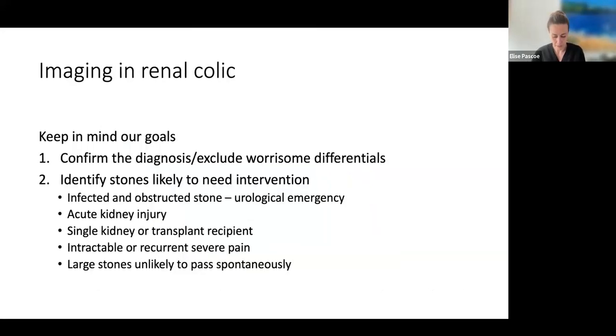So our imaging choices in renal colic, I think we need to keep in mind our goals of our assessment of these patients. Does the patient actually need imaging? In complicated renal colic, or where you've got a significant concern for an alternate differential, I think our clinical assessment is usually pretty good at directing us as to what sort of imaging we need. Whereas when it comes to uncomplicated renal colic, where we don't have any of these complicating factors or concerning differentials, we need to think about our imaging choices.